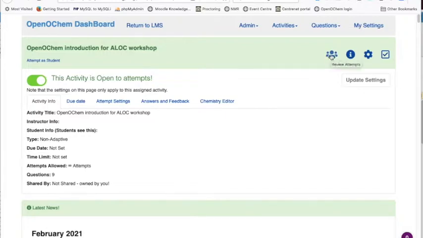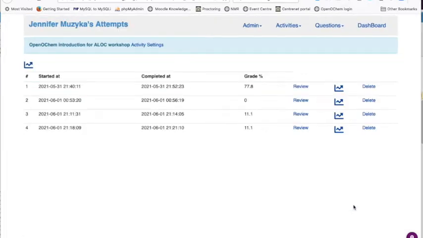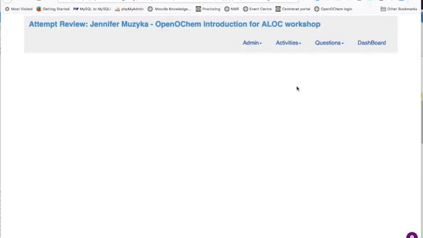You see this picture with the people. If you hold your cursor over it, you'll get a little pop-up menu that says Review Attempts. If you click on that, then you'll be able to review the attempts, and it wants you to pick a person whose attempts you're going to view. And so this is the 4 different times I attempted it, and I'll pick Review.